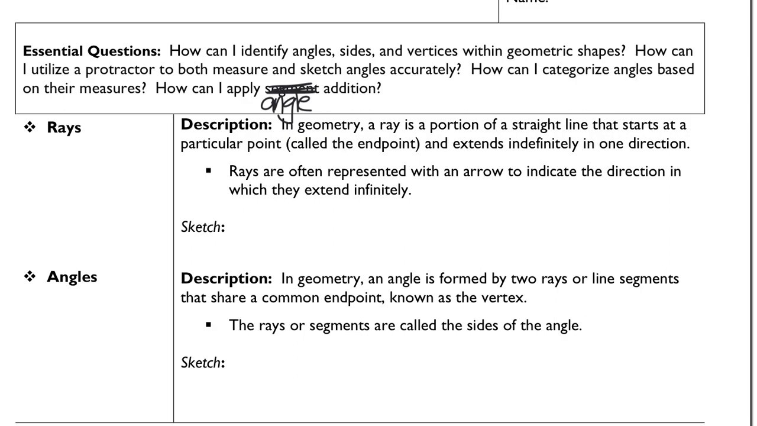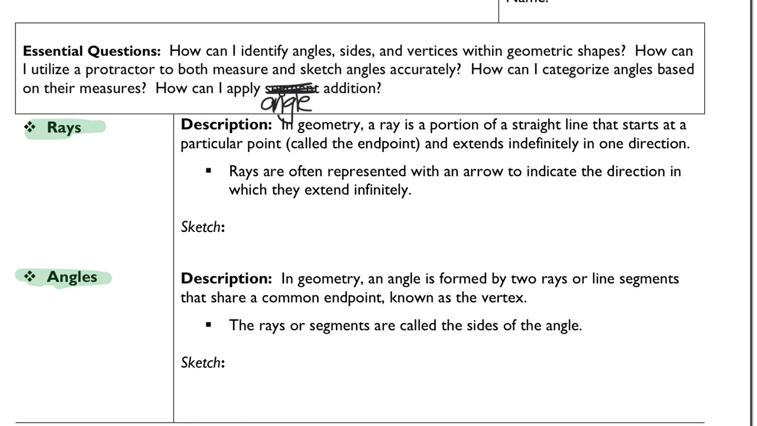Because these are vocab, we're going to highlight those in green, and then talk about each. So what is a ray? A ray in geometry is a portion of a straight line. It's part of a straight line that starts at a particular point. We call it an endpoint, even though I like to call it a starting point because it starts and then goes forever the other direction. It extends indefinitely in one direction, but it has a clear endpoint, or what I like to call a starting point. Rays are often represented with an arrow to indicate the direction in which they extend infinitely.